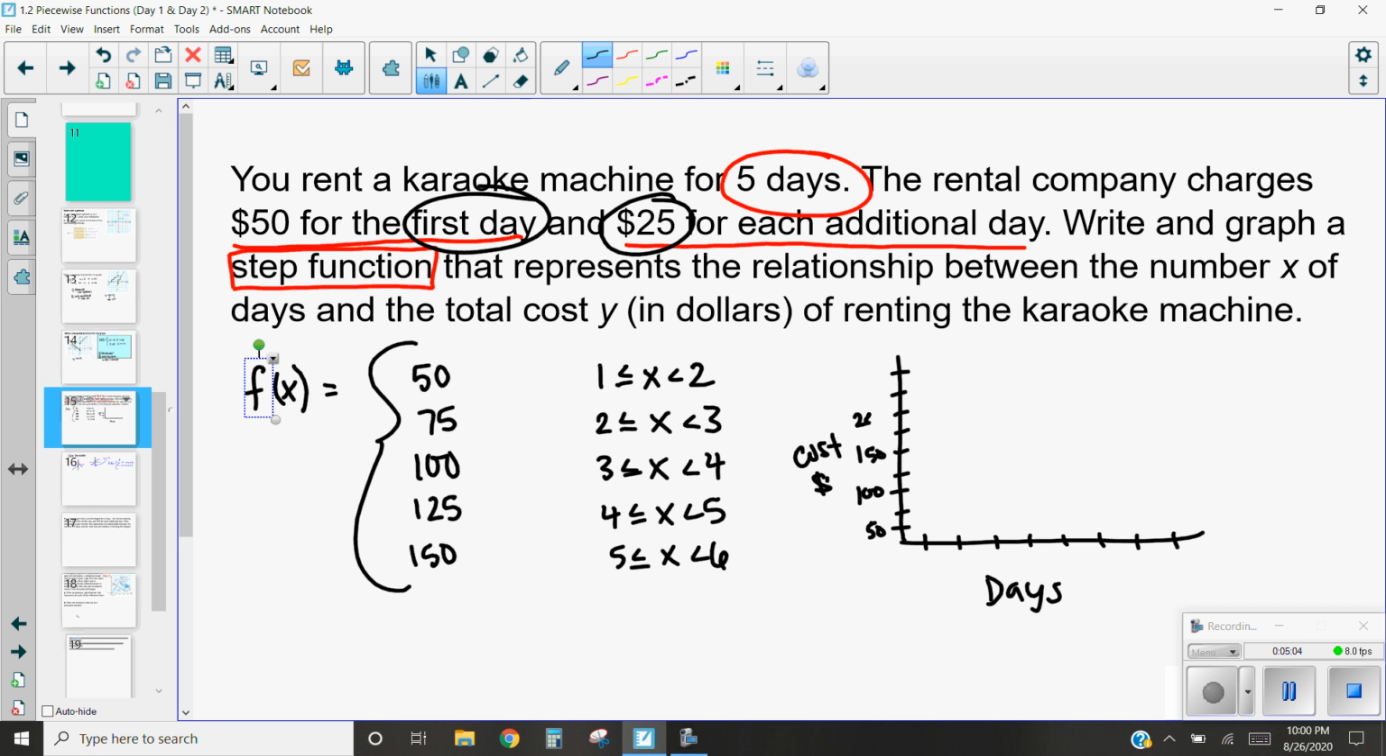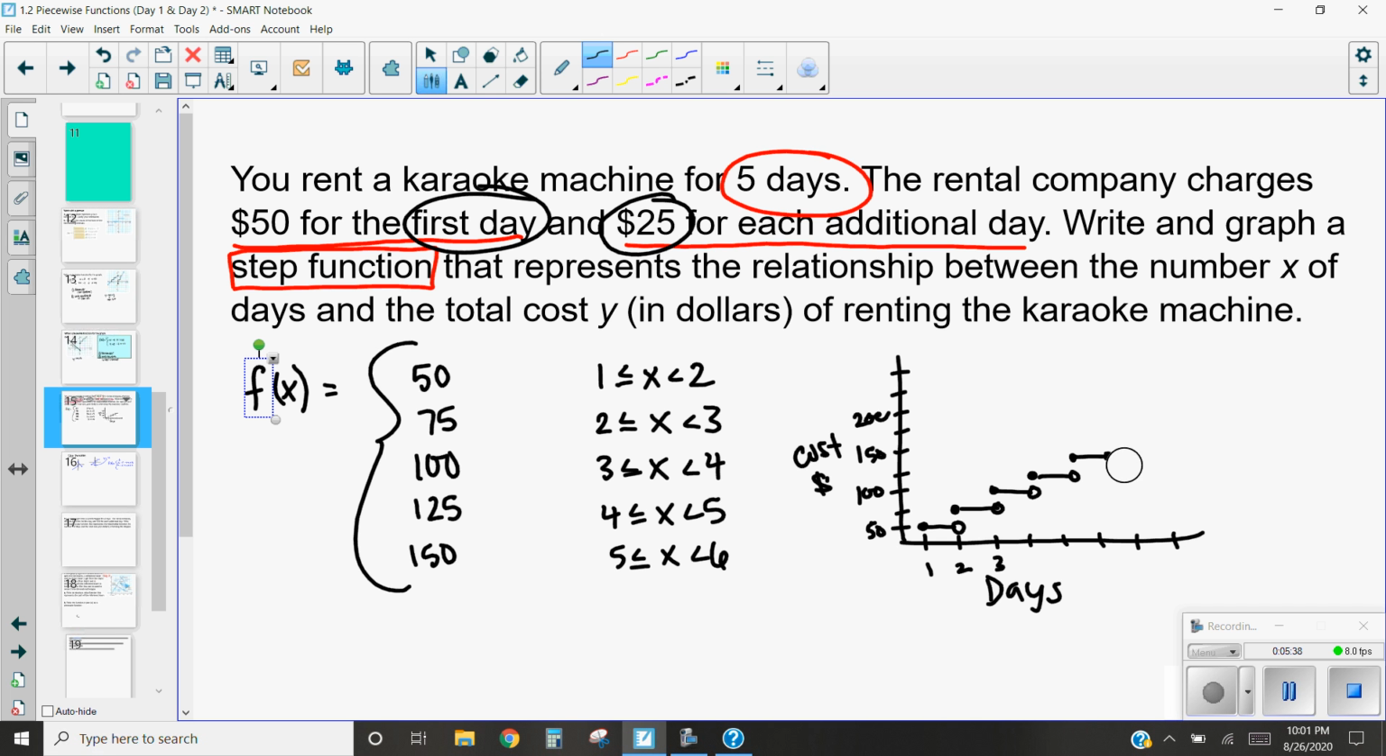150, 200. Okay, so from day 1 to day 2, including day 1, open circle on day 2, it's going to cost me $50. So from day 1 to day 2, it's going to be $50. But as soon as day 2 hits, we go up to $75 here. And then that'll go all the way to day 3. And then as soon as day 3 hits, we go up to $100. As soon as day 4 hits, we go up to $125. And as soon as day 5 hits, we go up to $150.